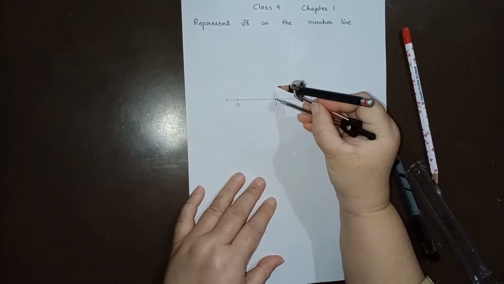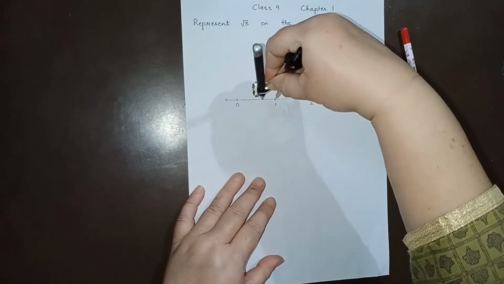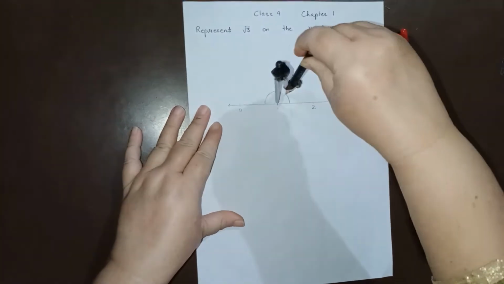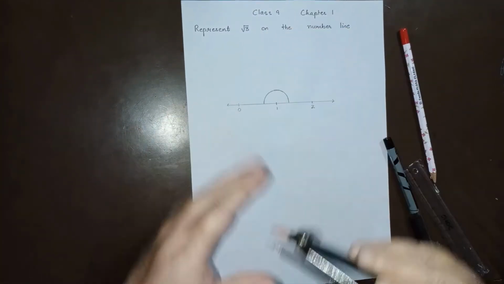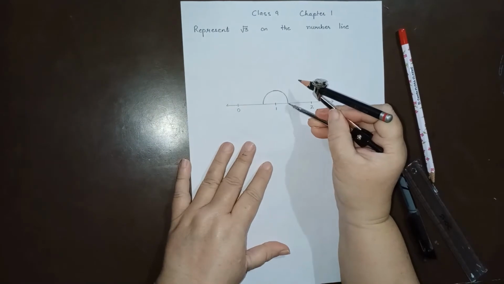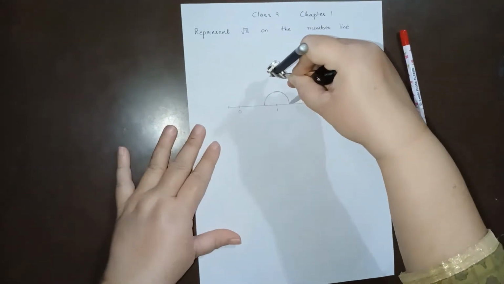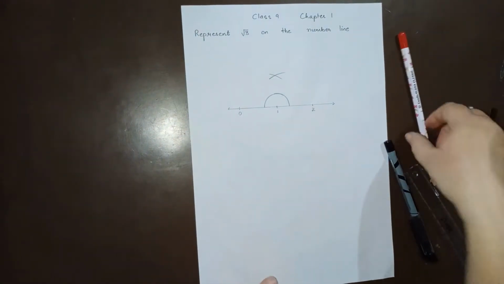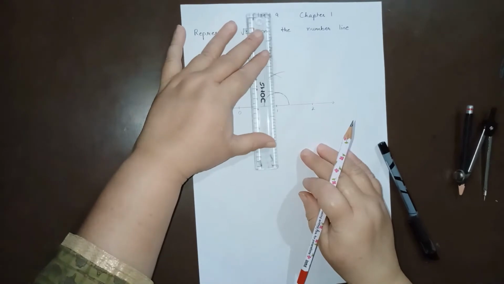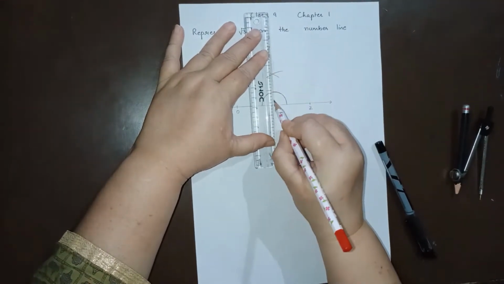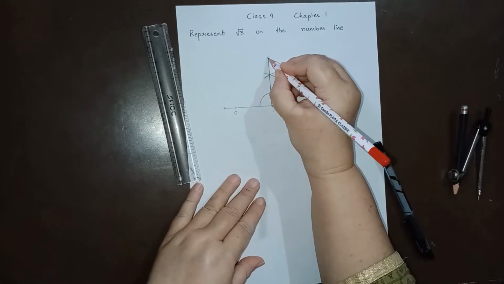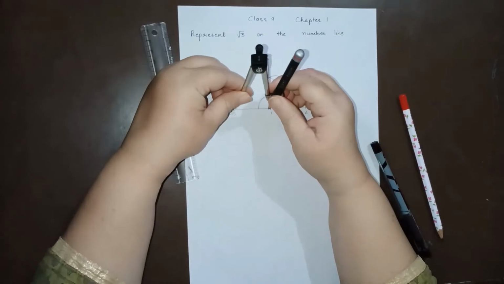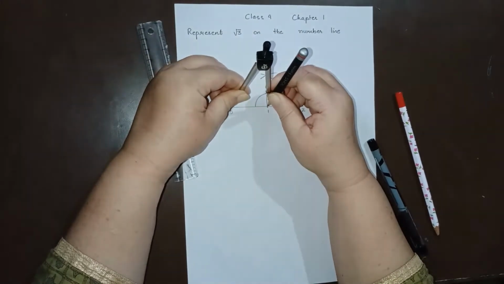Now that is what we are doing. We are drawing an angle of 90 degrees at 1, or we are drawing a perpendicular on this number line. So from these 2 points we will draw 2 arcs, and these 2 arcs will intersect at a point. So we have drawn a perpendicular at 1.